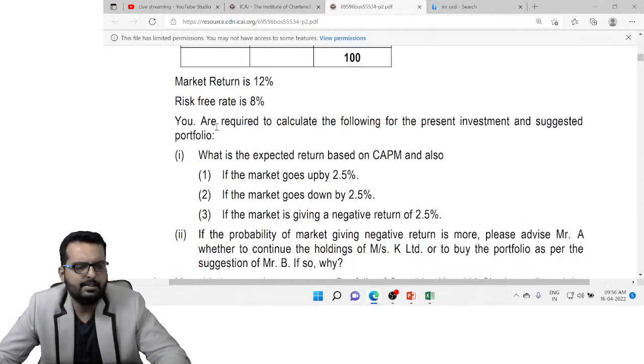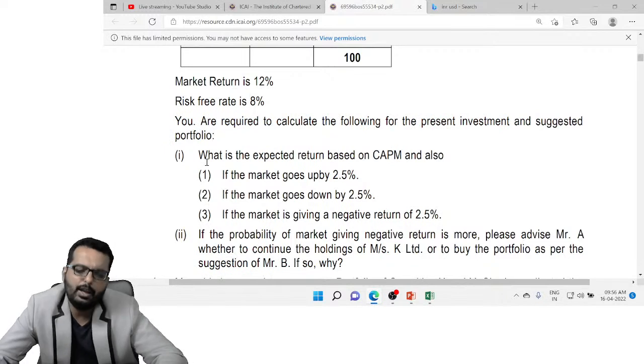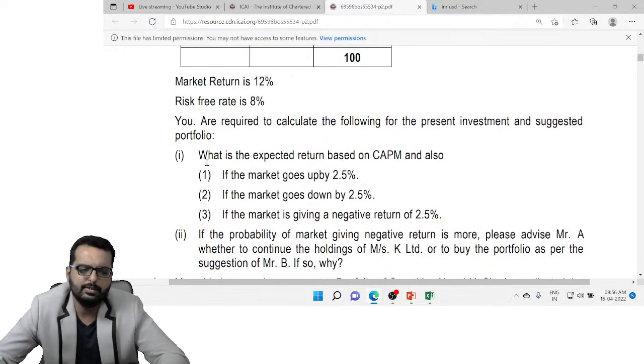Okay, so once I get this, they have given the RM is given, the RF is also given. You are required to calculate for the present investment and suggested portfolio. What is the return using CAPM? Friends, a very, very simple question. If the market goes up by 2.5%, market goes down by 2.5%, market becomes negative.